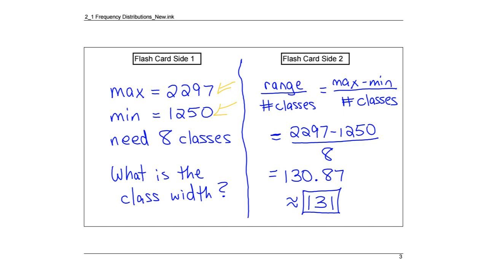And I want 8 classes. Okay, so I'm going to have 8 rows in my frequency distribution. So I want to know, what is the class width? Okay, so this is also on your resource sheet, but what happens is we need the range divided by the number of classes. This is why it's important that they have to tell us how many classes they want or set it up for us.